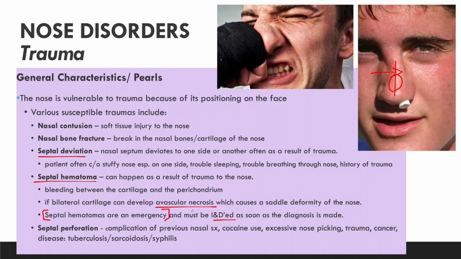One other thing that can happen with trauma or with repetitive use of things like cocaine can be a septal perforation, where you actually get a hole in the septum and the two nares communicate. I actually had a patient not too long ago that came in for a nosebleed, and when I looked in there, I was like, whoa, my light shined on the other nostril when I shined it on one side. And he said, oh yeah, by the way, I used to use cocaine. And so I have a septal perforation. Anyways.